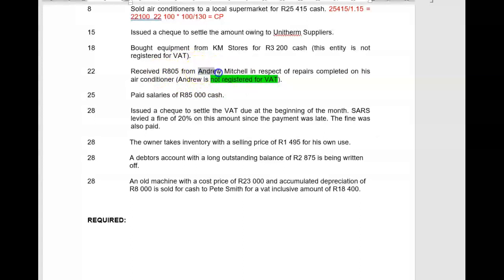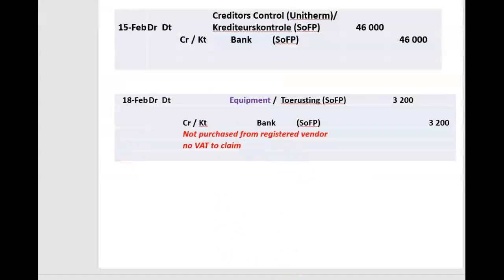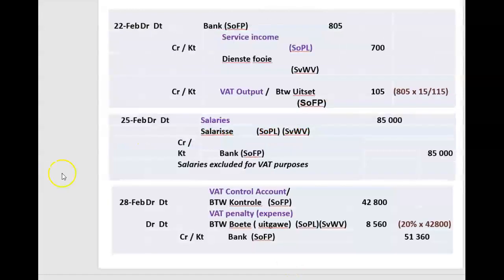So it doesn't matter whether Andrew Mitchell is registered for VAT or not. It says regardless of that fact, part of the 805 Rand is my VAT that you have to pay over to me. So the fact that I'm selling on to a non-VAT vendor makes no difference whatsoever. The receiver of revenue wants his pound of flesh and he says, give me my money.